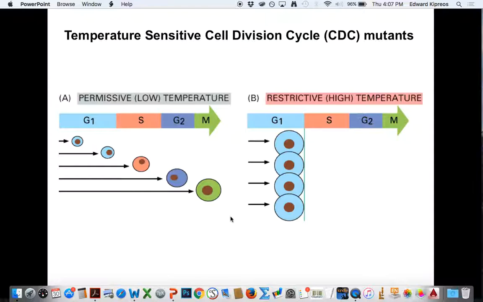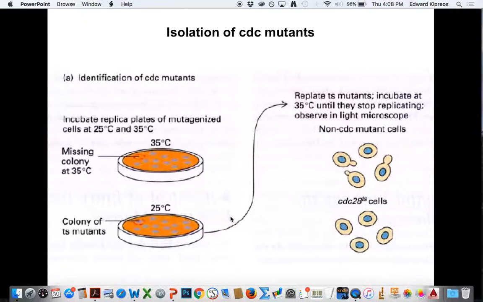The cell in S phase is going to go through G2 and M, come around and get stuck in G1. The cell in G2 is going to go through mitosis, come around and get stuck in G1. Cells in mitosis are going to go through, come around and get stuck in G1. And the cells in G1 are going to get stuck in G1. Okay? So you can just look and say, whoa, everybody's at G1. So it's a cell division cycle mutation. All right, so this is how you would do the screen.